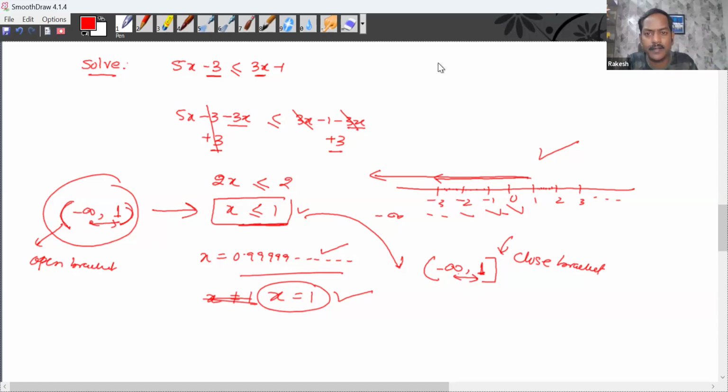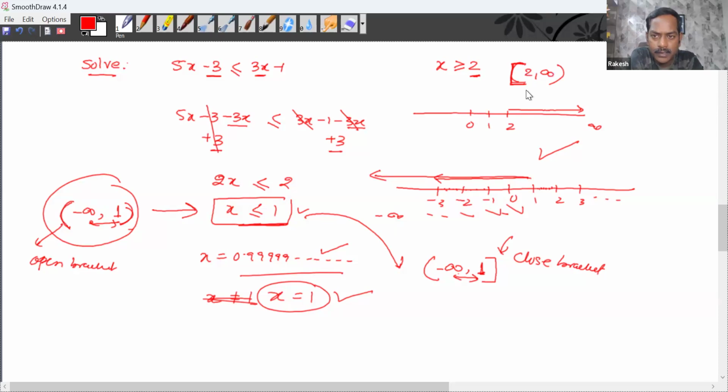For example, if I say that x is greater than or equal to 2, so 2 is also part of the solution and anything greater than 2 is also part of the solution. On a number line, if this is 0, this is 1, this is 2, anything and everything greater than 2, including 2, is part of the solution. It will go till infinity. So how do I represent this? It would be, including 2, I'll be taking the closed bracket, till infinity, and I'll keep the open bracket.